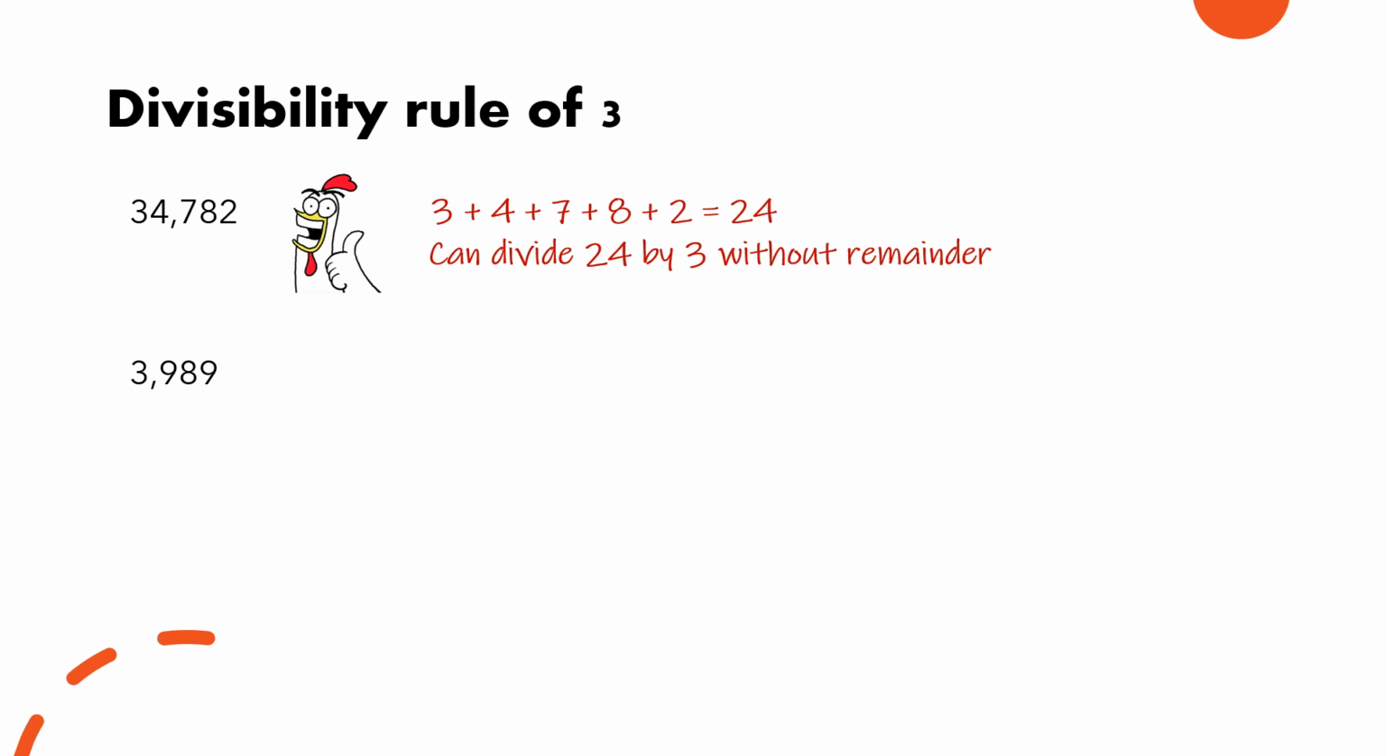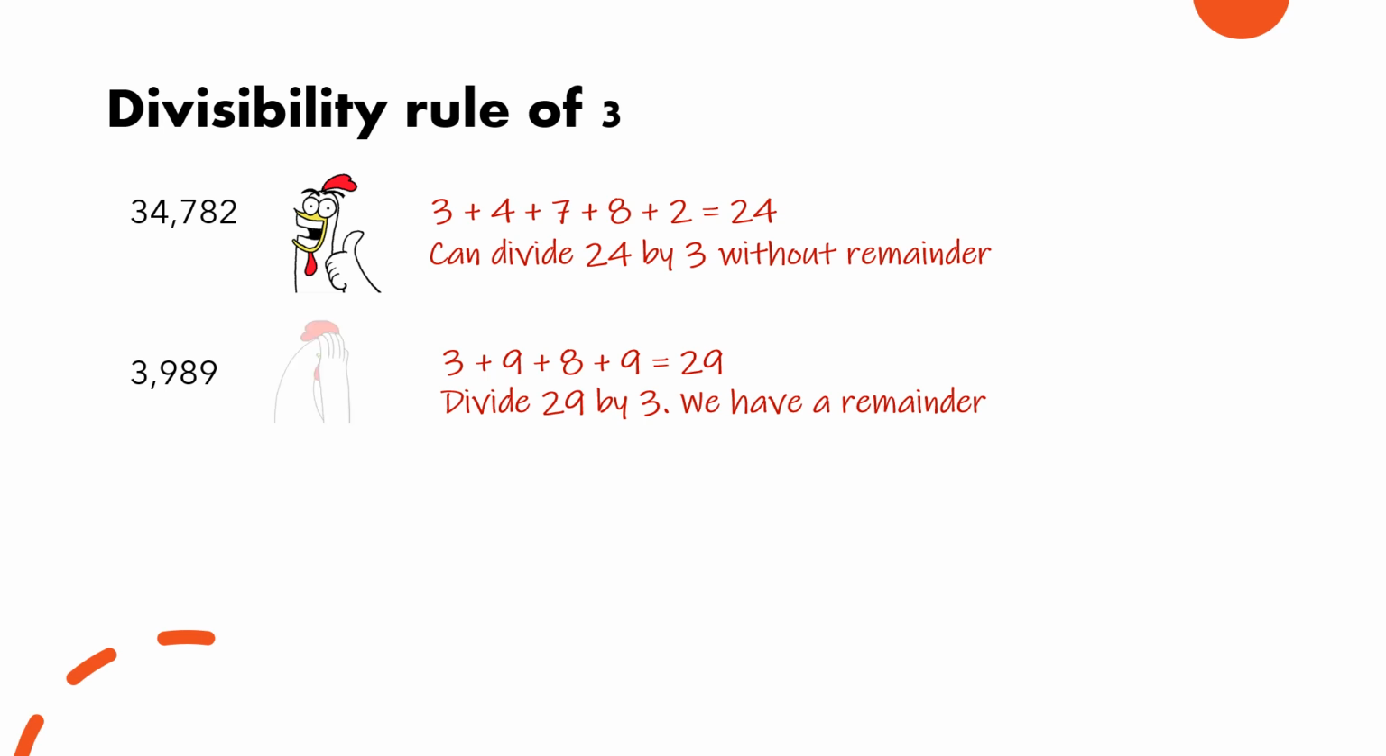3,989. Again, we check what is the sum of the digits. 3 plus 9 plus 8 plus 9, which gives us 29. Now we divide 29 by 3 and we get a remainder. So, 3,989 is not divisible by 3 because the sum is not divisible by 3.